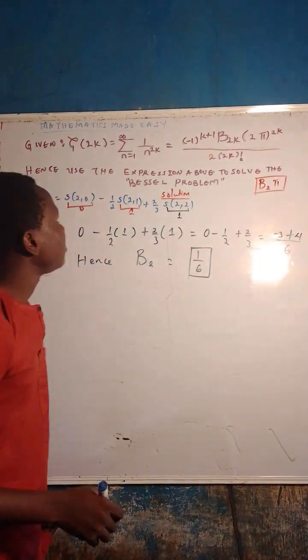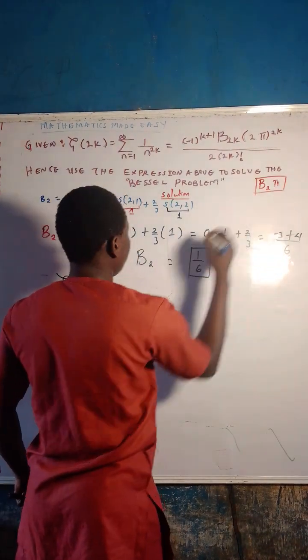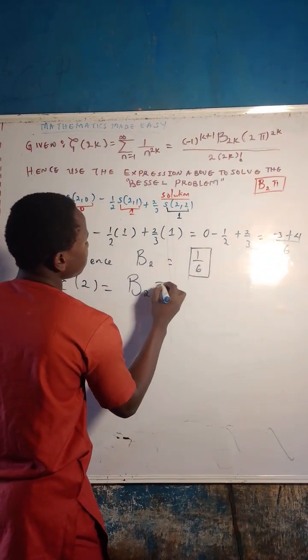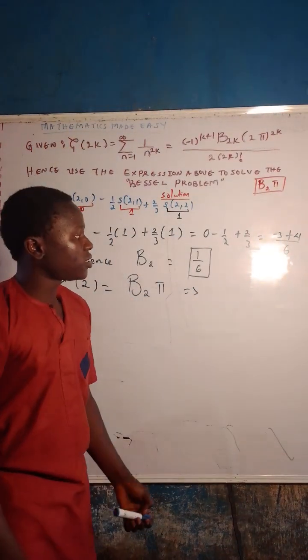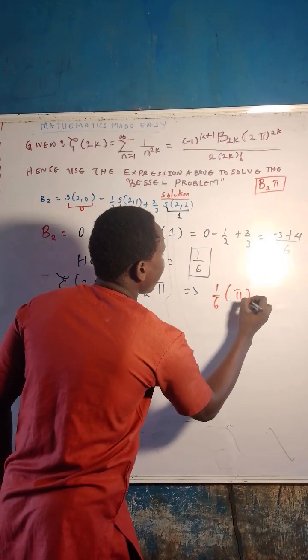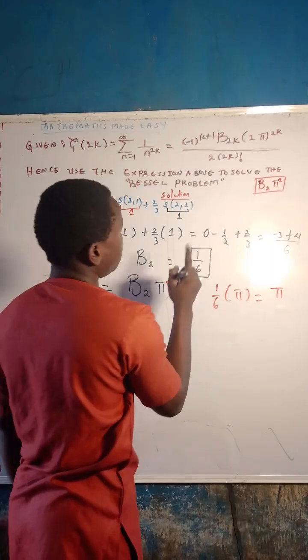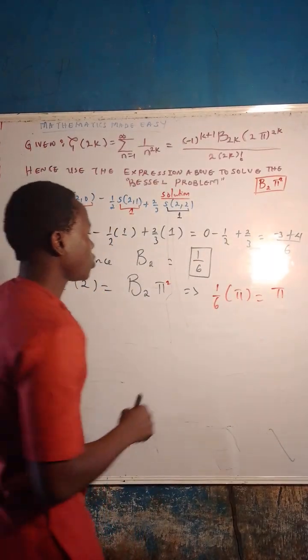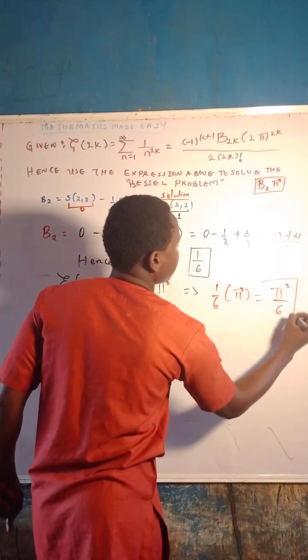And don't forget that zeta of 2 is what? B of 2 multiplied by pi. And that is beautiful. We have the value of B of 2, which is 1 over 6. Then we have 1 over 6 multiplied by pi, and that's going to give us pi squared. I forgot to put the square. My bad. So we're going to have pi squared over 6.